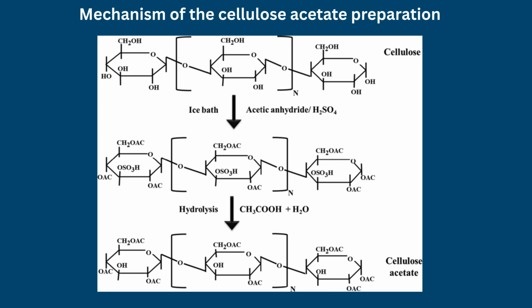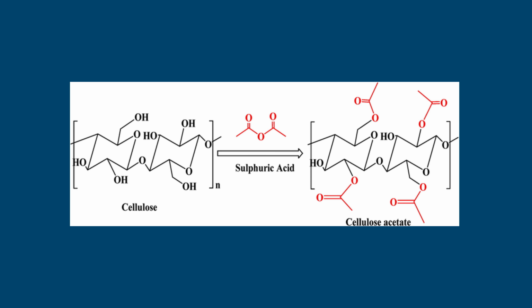Initially, cellulose undergoes complete acetylation to form cellulose triacetate. Controlled hydrolysis subsequently reduces the acetyl content to produce cellulose diacetate with the desired degree of substitution. The simplified reaction is cellulose plus acetic anhydride equals cellulose acetate plus acetic acid.